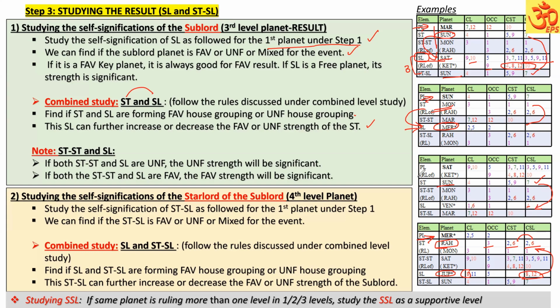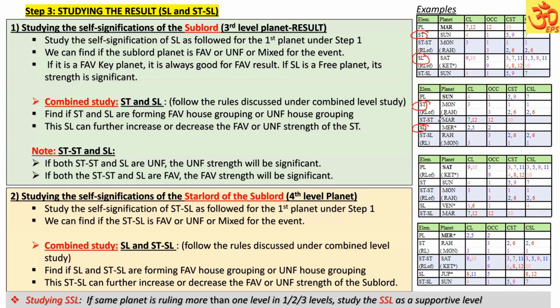So when we study the combined level of Star Lord and Sub Lord, whether the Sub Lord is supporting the Star Lord's significations, whether favorable is further supported or unfavorable is supported, we have to check. I hope you have understood. Here, one more thing we have to keep in mind: the Star Lord of the Star Lord and Sub Lord. I have been talking about Star Lord and Sub Lord only, the combined level, because this is the effect and the result.